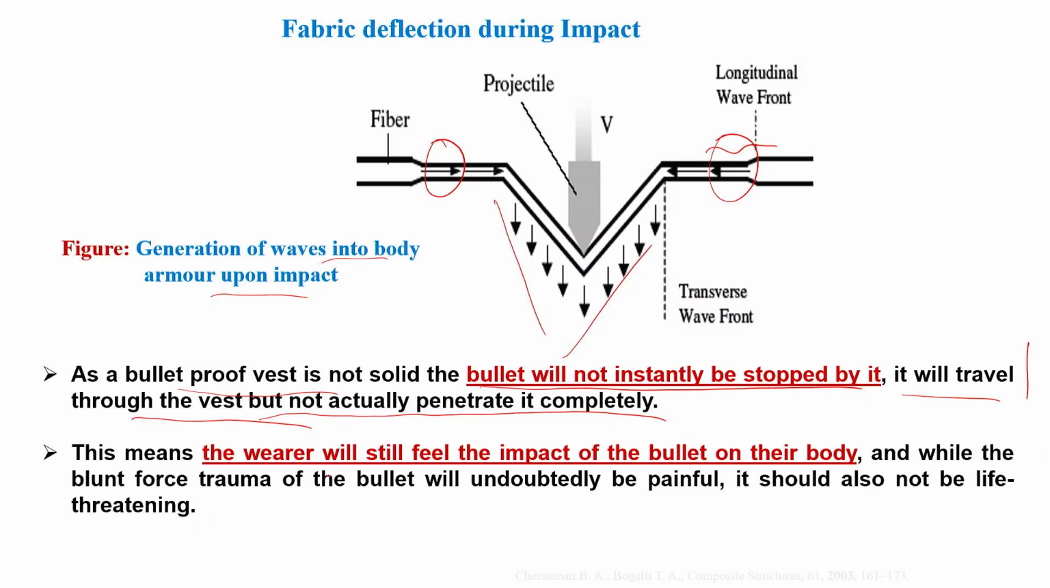This means the wearer will still feel the impact of the bullet on their body, and while the blunt force trauma of the bullet will undoubtedly be painful, it should not be life threatening. So, the blunt trauma, the back face signature, should not be very high. The bullet is not penetrating, but it may still be painful, but it should not be life threatening.